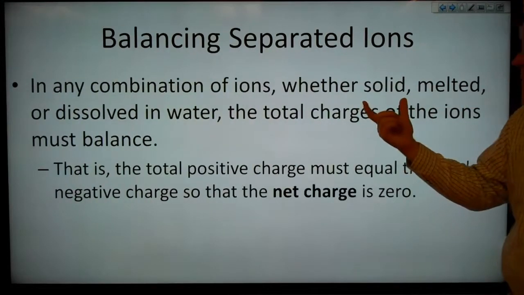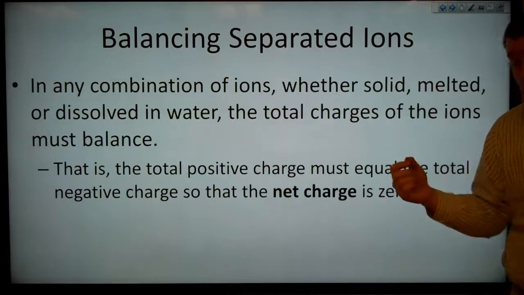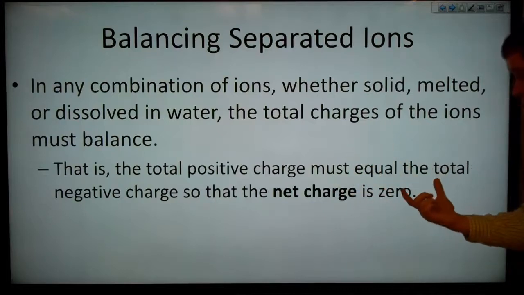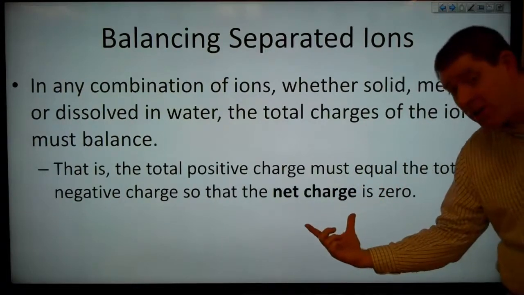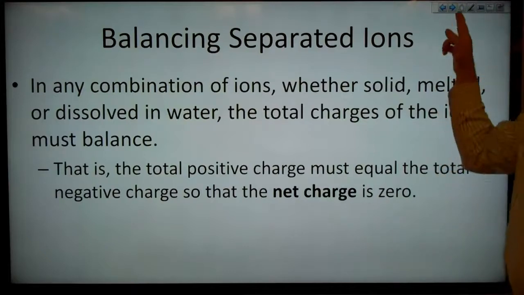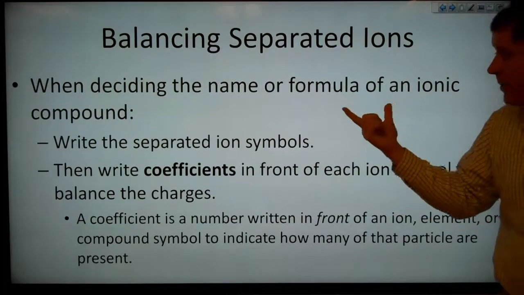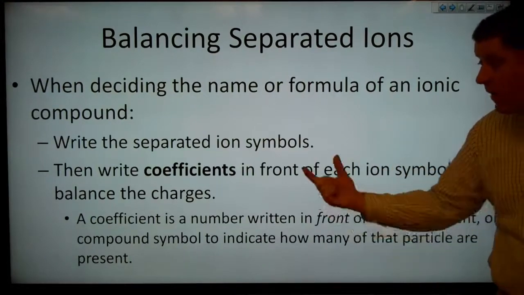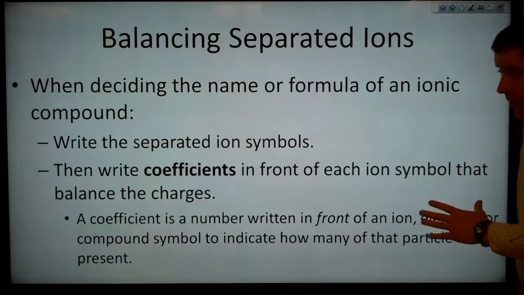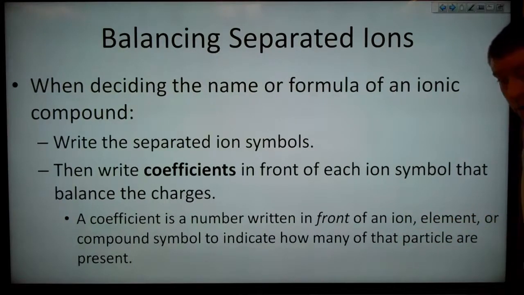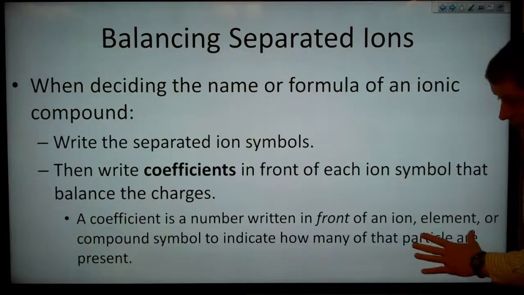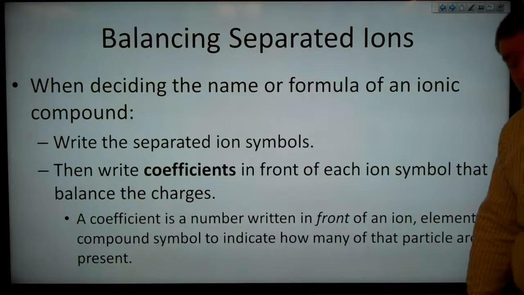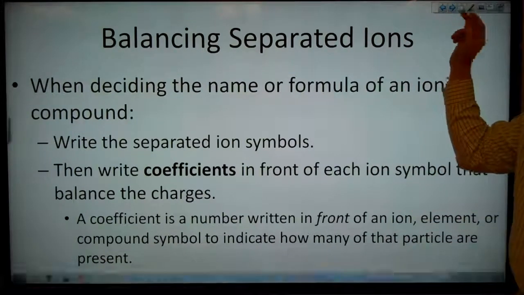In any combination of ions, whether solid, melted, or dissolved in water, the total charges of the ions must balance. That is, the total positive charge must equal the total negative charge so that the net charge is equal to 0. When deciding the name or formula of an ionic compound, first write the separated ion symbols. Then write coefficients in front of each ion symbol such that the charges are balanced. A coefficient is a number written in front of an ion, element, or compound symbol to indicate how many of that particle are present.